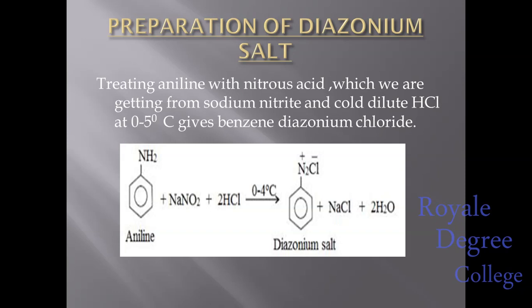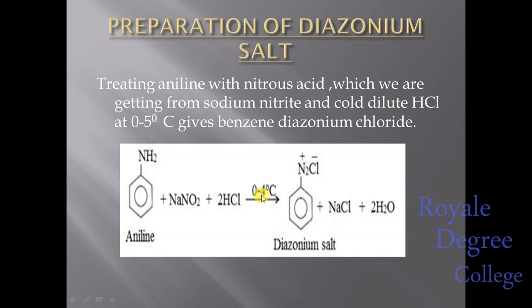Treating aniline with nitrous acid, which we are getting from sodium nitrite and cold dilute hydrochloric acid at 0 to 5 degrees centigrade, gives benzene diazonium chloride. See the reaction here, as we are taking aniline, in that we are adding NaNO2, that is named as sodium nitrite, and 2 moles of hydrochloric acid. The reaction will take place at the temperature 0 to 4 or 0 to 5 degrees centigrade.